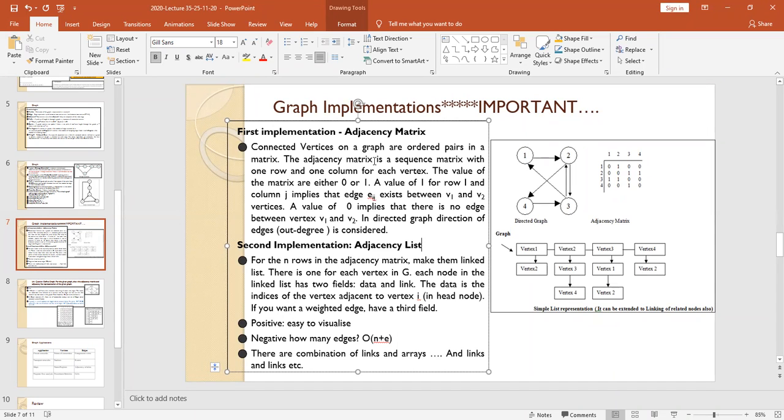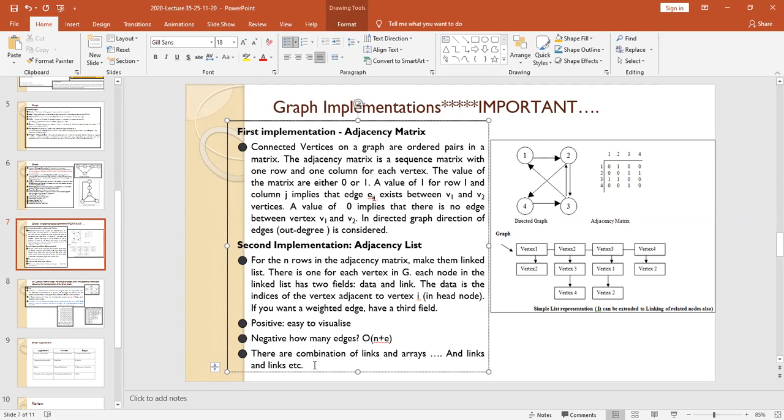So for n rows, make them linked list. There is one for each vertex. Each node will have two fields. One is the data field, the other one is the link field. So data is the indices of the vertex adjacent to vertex I. If we want a weighted edge, have a third field. So positive, it is easy to visualize. Negative, it may go with how many edges. There are combinations of links and arrays and links also.